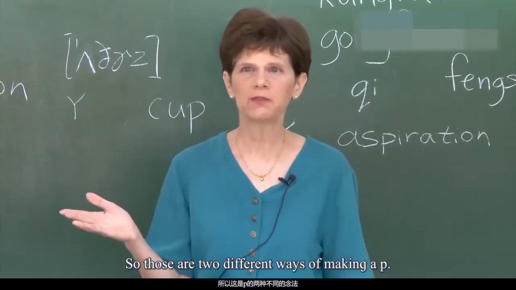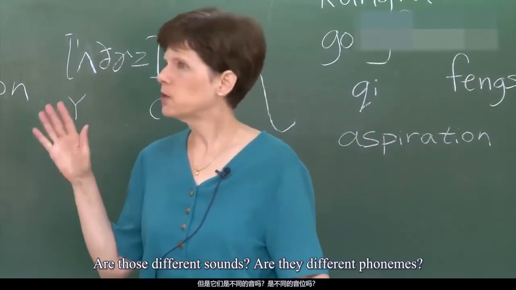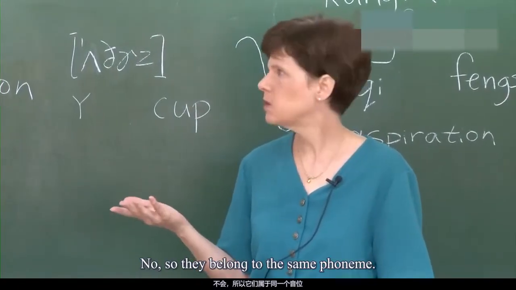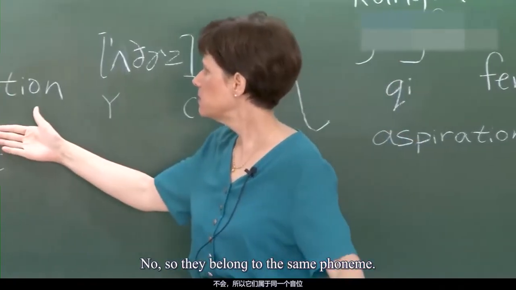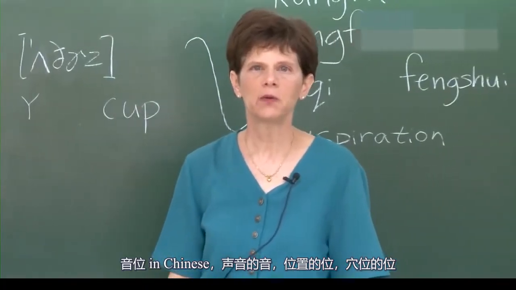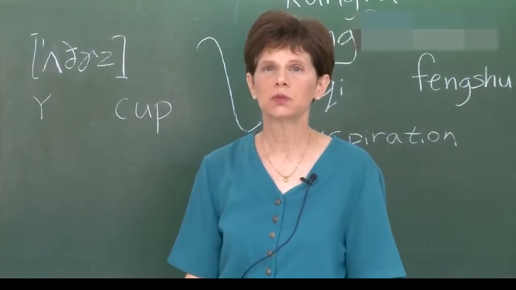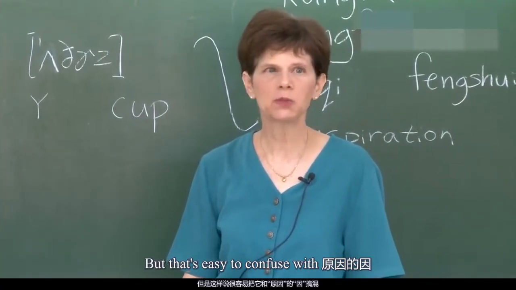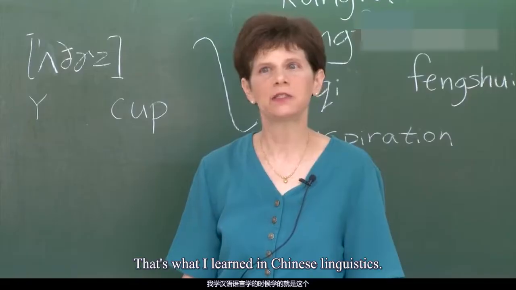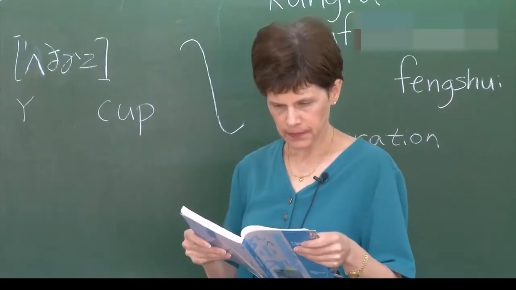So those are two different ways of making a P. Are those different sounds? Are they different phonemes? Do they make a difference in the meaning? No. So they belong to the same phoneme, 音位 in Chinese. 声音的音，位置的位。穴位的位, 音位. A phoneme is 音位. Some books call it 音素. But that's easy to confuse with 元音的音, 音素. So I prefer 音位. That's what I learned in Chinese linguistics. 音位 is the word for phoneme. Okay?